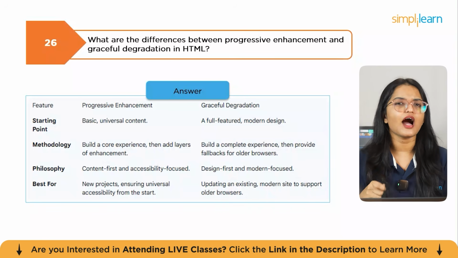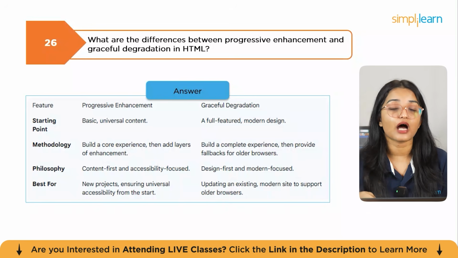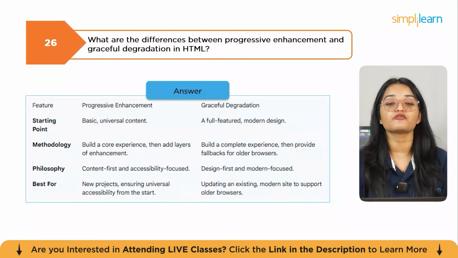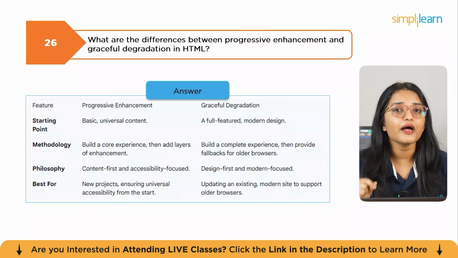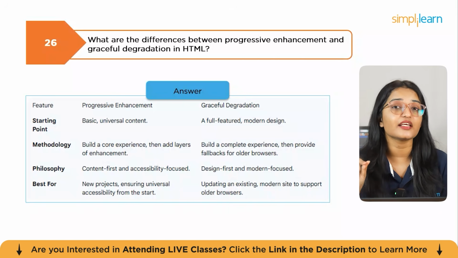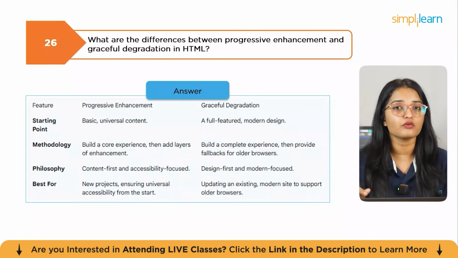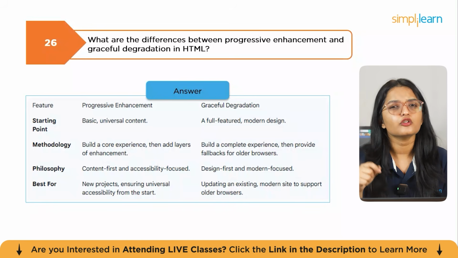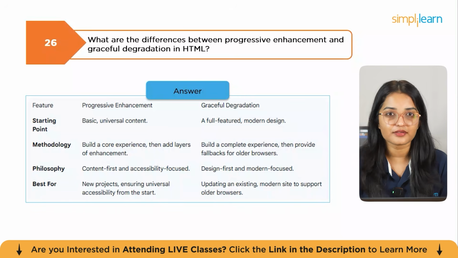Then you progressively add more advanced features using modern CSS, JavaScript, and APIs that only load for browsers that support them. This ensures a functional experience for everyone. Graceful degradation is the opposite. You start by building a fully featured, cutting-edge website for modern browsers and then add workarounds or fallbacks to ensure the site remains usable, though perhaps with reduced functionality, on older browsers.